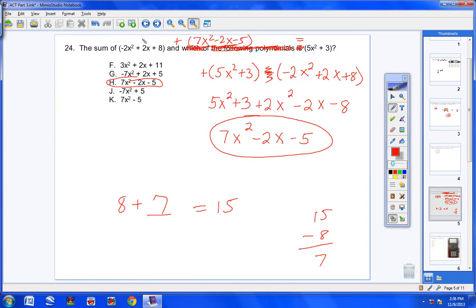Number 25. What are they testing back here? They're testing your ability to combine like terms to understand how to add and subtract polynomials. Okay? Very, very important that you know how to do that. Number 25.